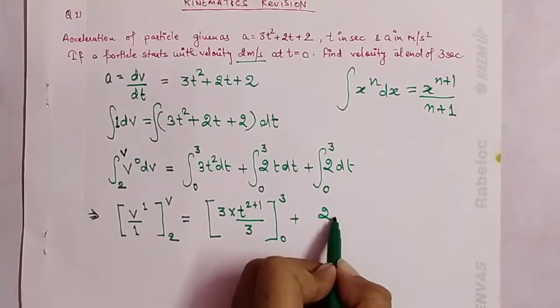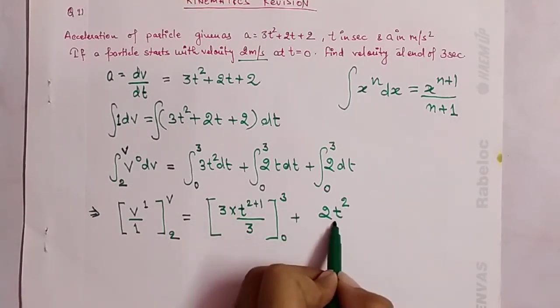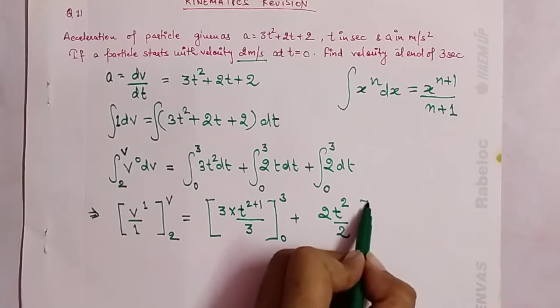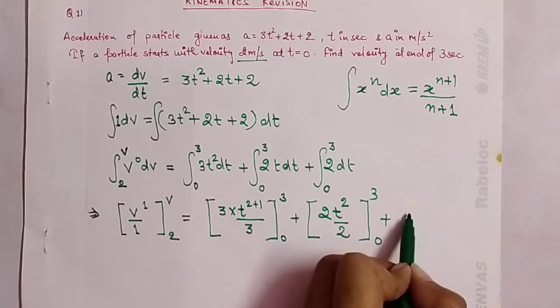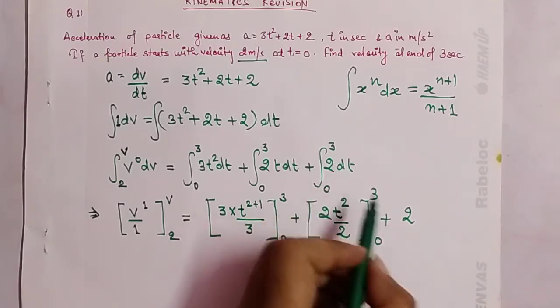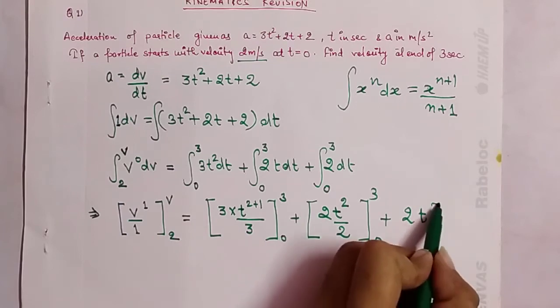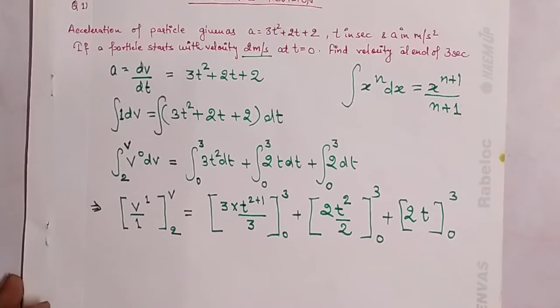Similarly, the next term, that is 2t to the power 1, so 1 plus 1 becomes 2 upon 2. Again the limit is there, 0 to 3 seconds, and then plus 2. Now you can see that here is again t to the power 0, so it can be written as only t, with the limit 0 to 3 seconds.